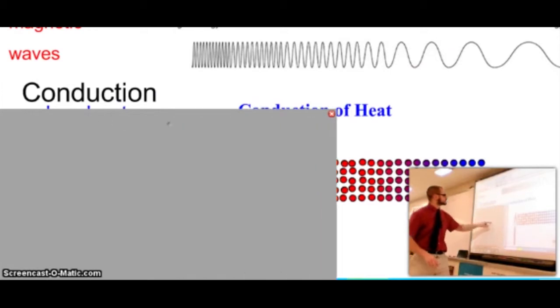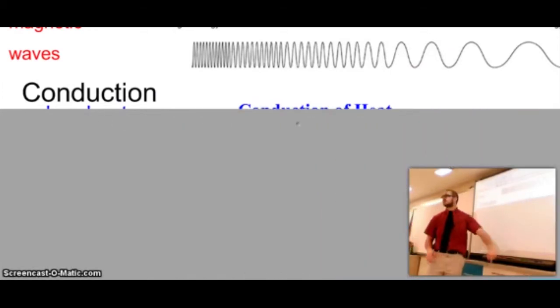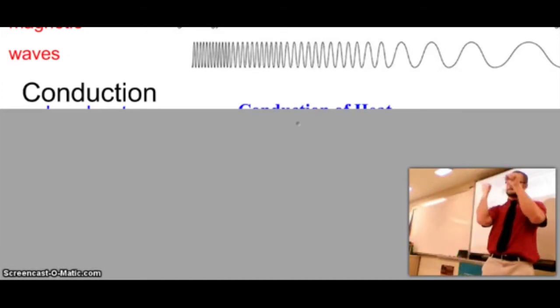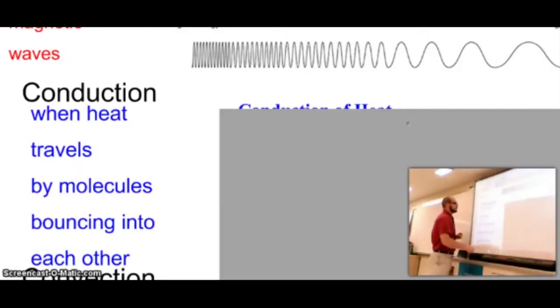Conduction. Conduction should be reviewed as well. But conduction is where you have heat molecules that are traveling by doing what with each other? You've got the fast ones and you've got slow ones right next to it. What's happening? Bounce each other. Pretty much that's it. Heat travels by molecules bouncing into each other.